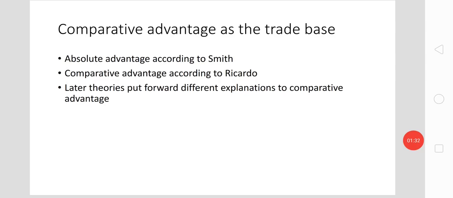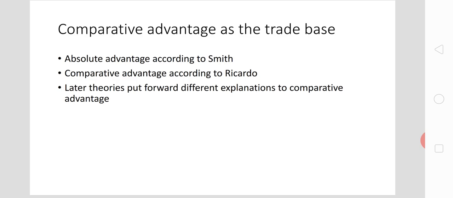As I said, comparative advantage is the trade base. According to Adam Smith, it is absolute advantage. According to David Ricardo, it is comparative advantage. Here we use the term advantage in terms of cost of production. So lower cost, higher advantage. Higher cost, lower advantage. And comparative advantage has been considered as the basis of trade ever since David Ricardo's theory.